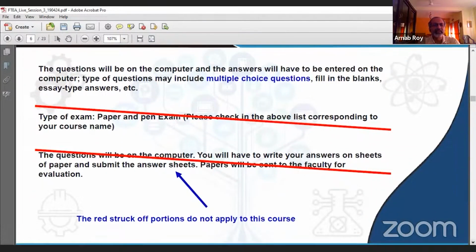So in the mail, there are some details which will be there towards the later part, which are not pertinent for you because they are applicable for paper and pen examination, and therefore I have struck off these portions. They are not applicable for you.